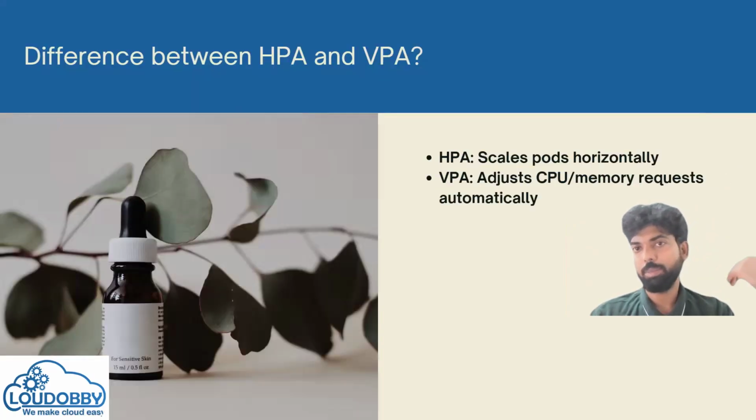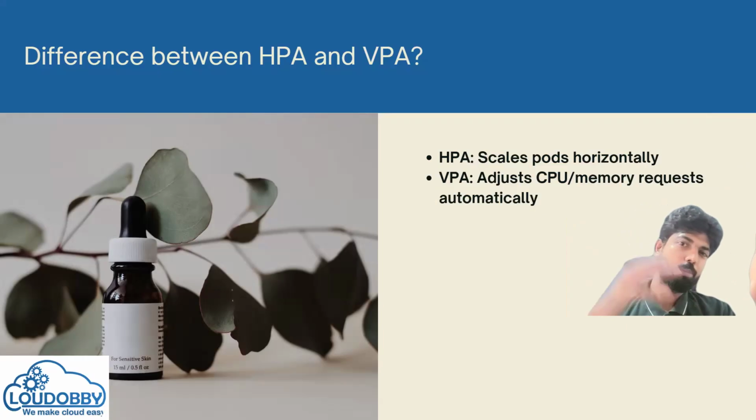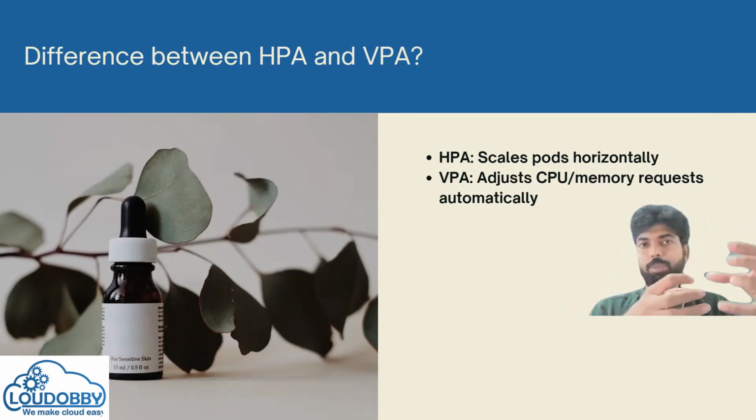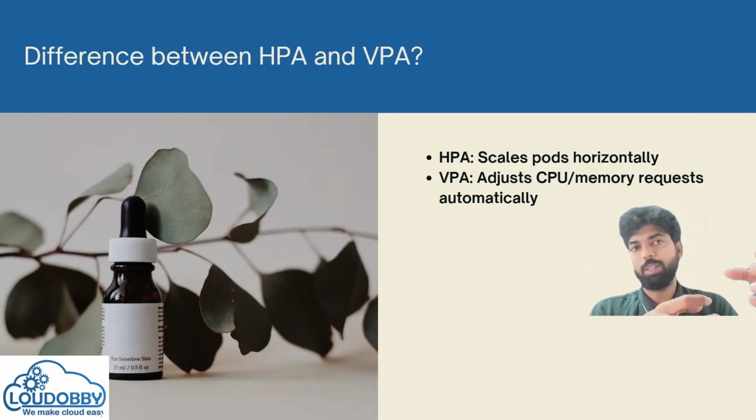Difference between HPA and VPA. VPA is vertical pod scaling, and HPA is horizontal pod autoscaler. Vertical scaling is increasing the CPU and memory of the node itself. In HPA, if you have a 2 GB container running, it will create another 2 GB.